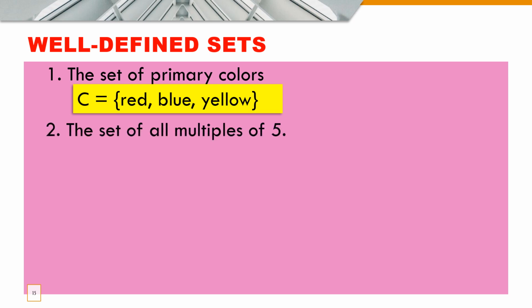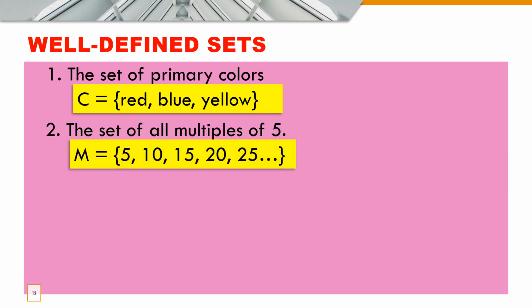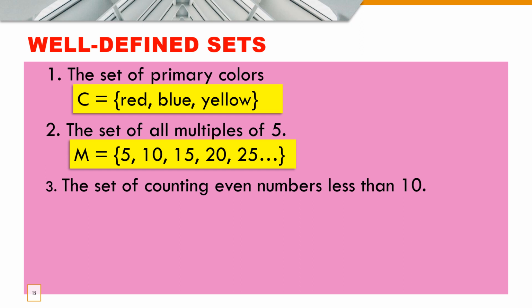What about this? Set of all multiples of 5. The elements are 5, 10, 15, 20, 25. This also is well defined. The set of counting numbers less than 10. Can you give an element under this set? Yes, you're right. We have 2, 4, 6, and 8.